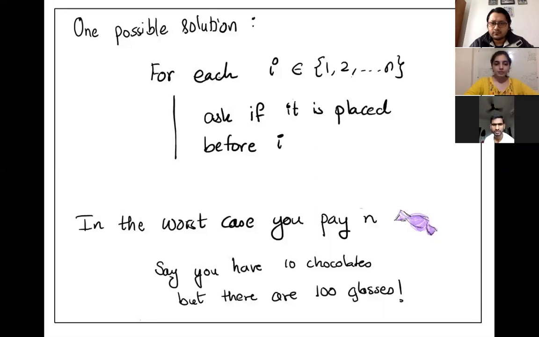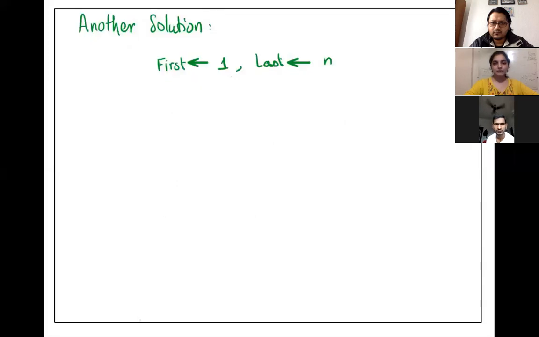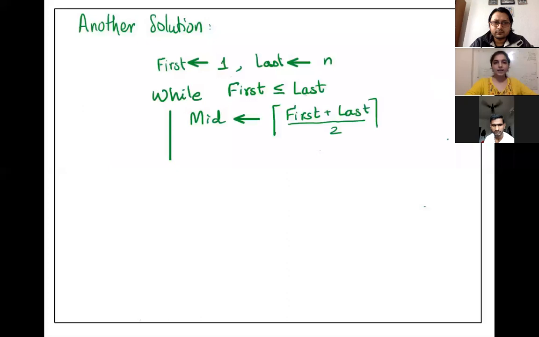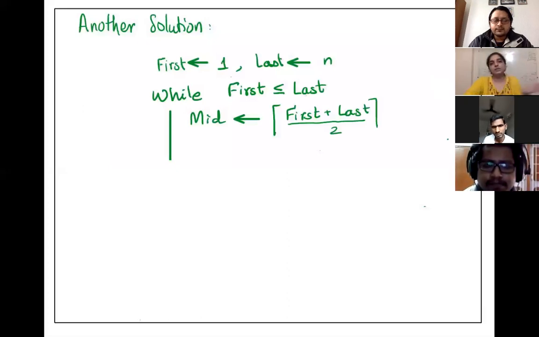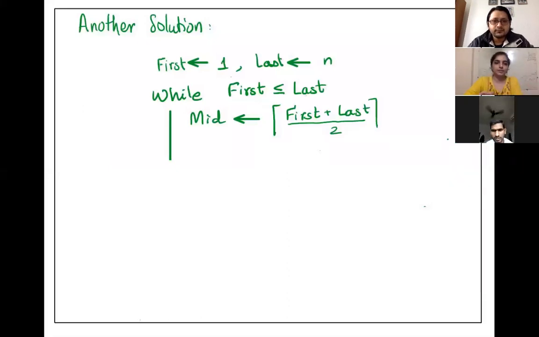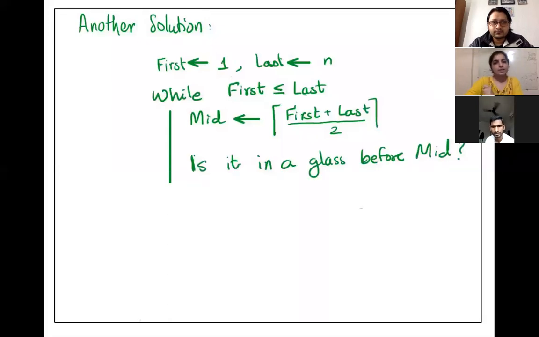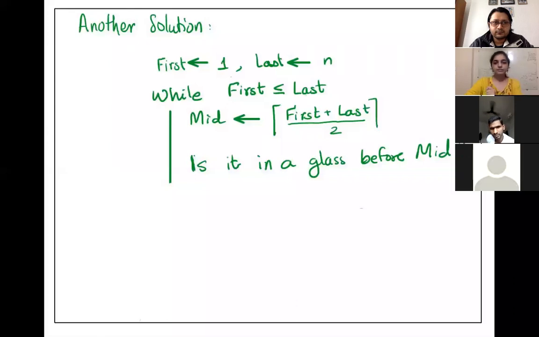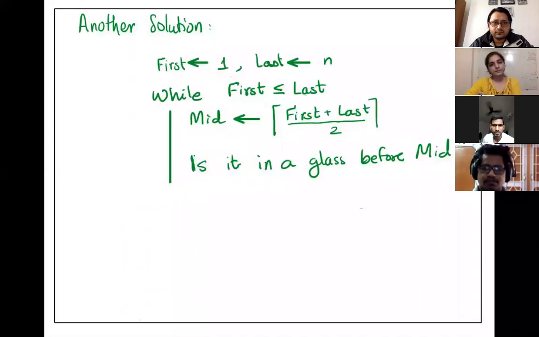And some of you may have seen this strategy. It is called the binary search strategy. So you want to search for the watch among n glasses. What you could do is, let's say I define my beginning to be first and my ending to be last. And I compute the midway point of this current interval, first to last. And I ask, midway in the entire current range, is the watch before mid or after mid?